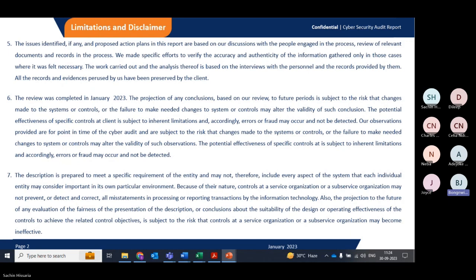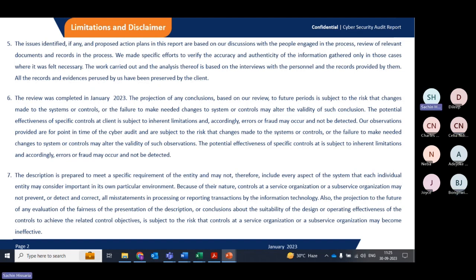Point 7. Okay. Tell me what is written in point number 7. It says, because of their nature, controls at a service organization and subservice organization may not prevent or detect and correct all misstatements in processing or reporting transactions. Okay, very good.